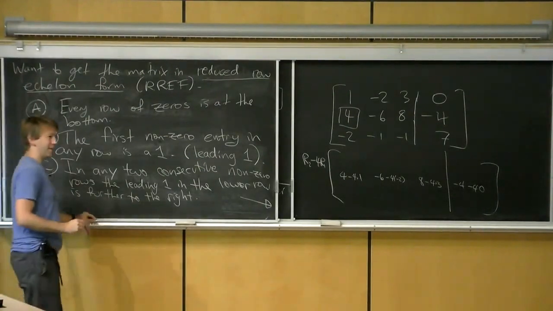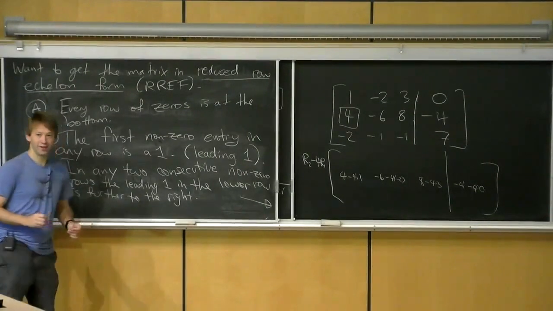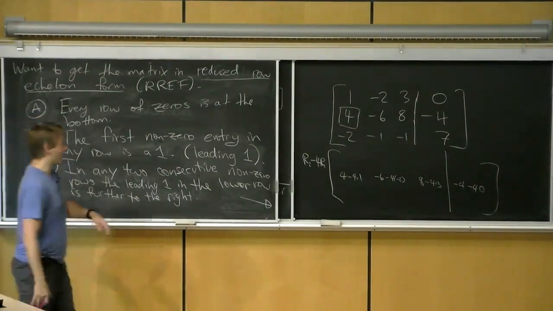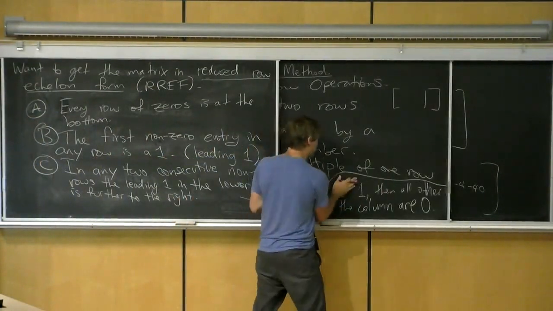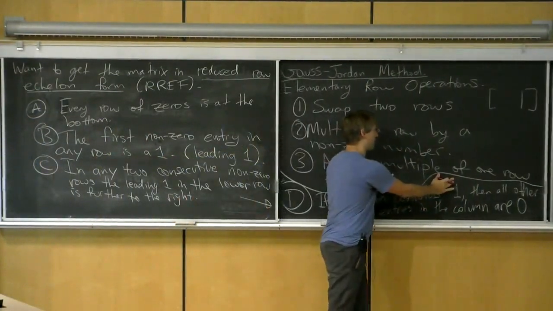Is that becoming a little bit clearer? So this is just saying, how do I do these row operations? So all I'm doing is I'm adding a multiple of one row to another row, right?